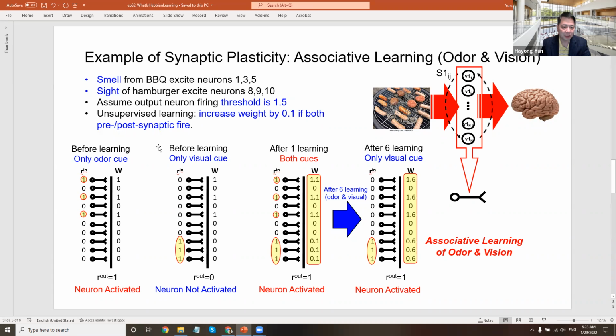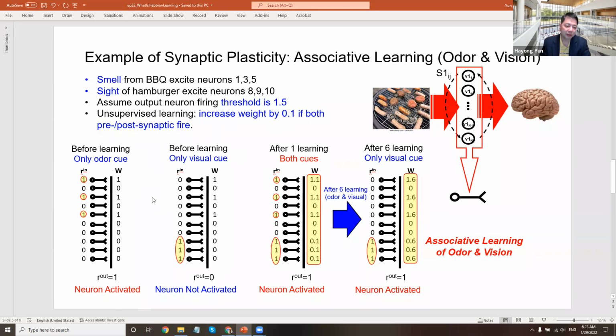And let's suppose that the threshold is such that if the weighted sum of the signals exceeds 1.5, then the neuron will fire to the next neuron, okay? And also, let's say, the unsupervised learning idea that neurons fired together: if the neuron is activated and the signal was coming in, then the weight will increase for those junctions by 0.1, let's say, okay?